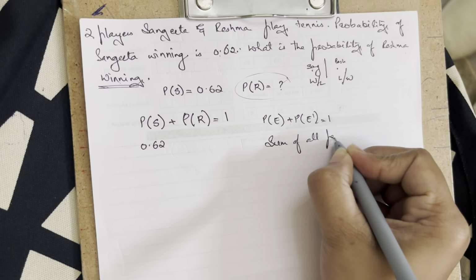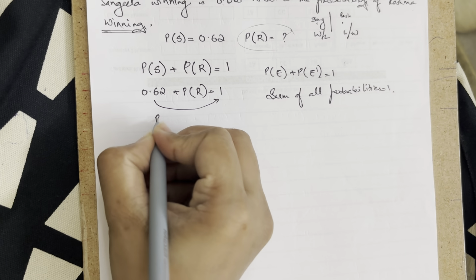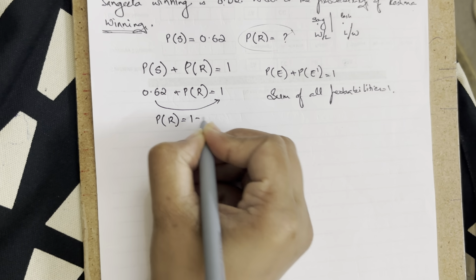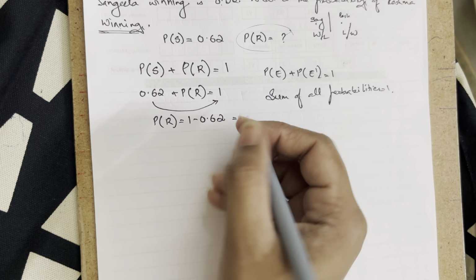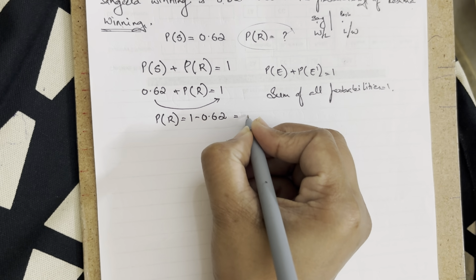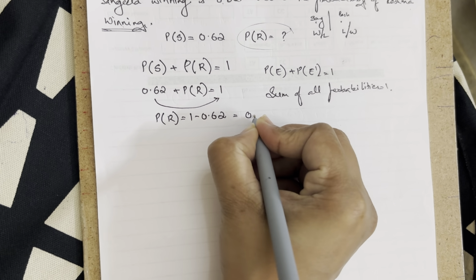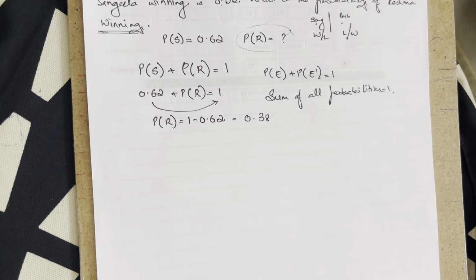Okay, so 0.62 plus probability of Reshma winning is equal to 1. I'll send it towards the other side. Probability of Reshma winning is equal to 1 minus 0.62. That turns out to be 0.38. Yeah, 0.38 is what I will get in here.